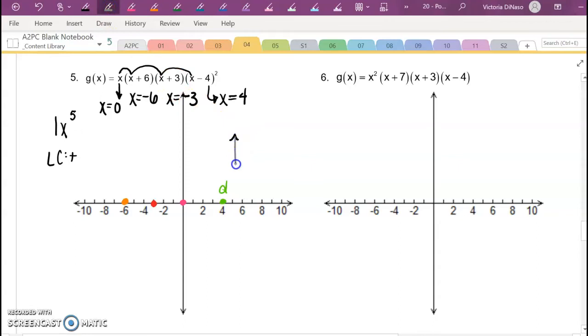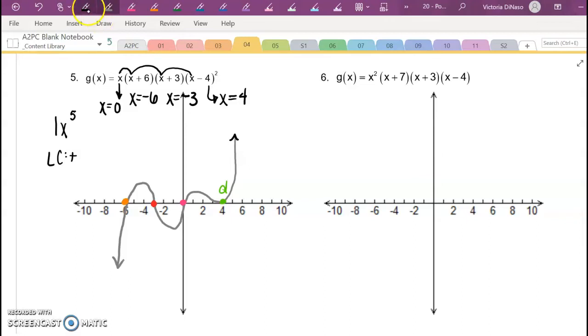So now I'm going to go and touch the lime green, but I'm not going to go over because it's a double zero. Touch the pink. Now I can go under. Red, I'm going to go over, and then the orange, I'm going to go through. So they're ending in opposite directions, which is perfect because we have an odd degree. My leading coefficient was positive, so we're ending positive.